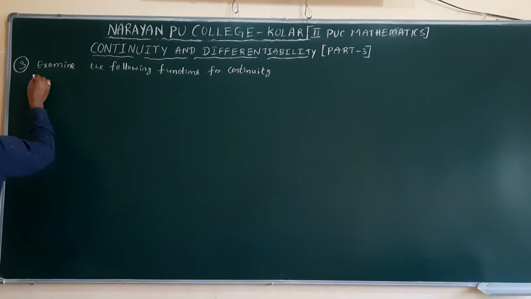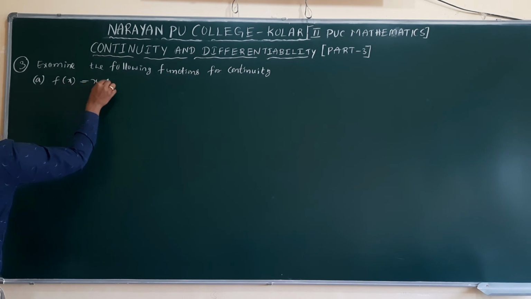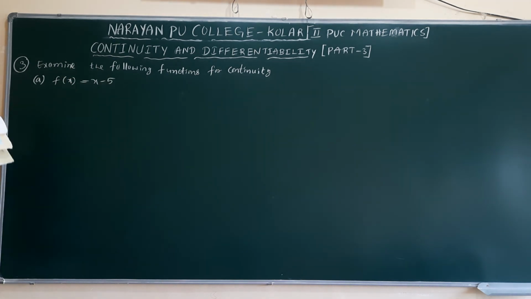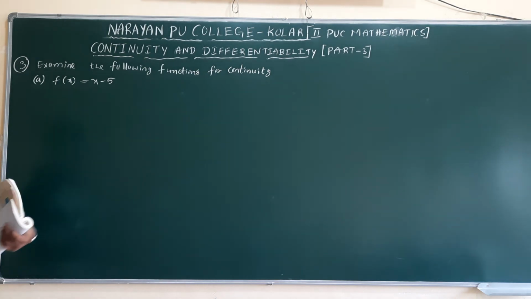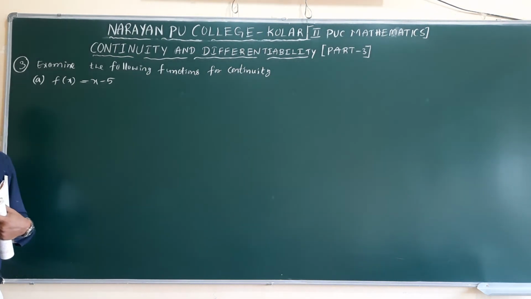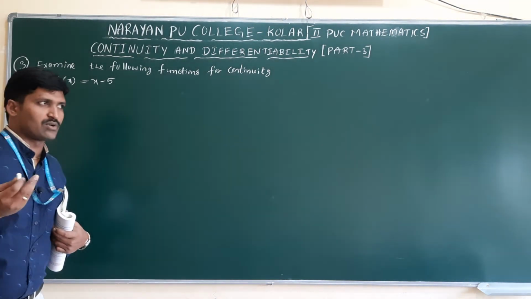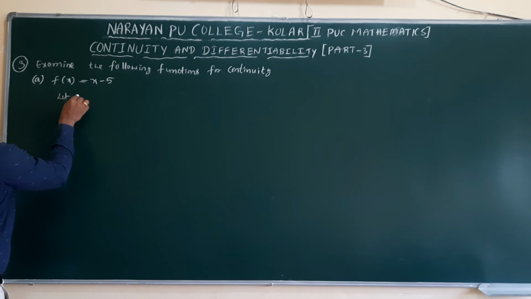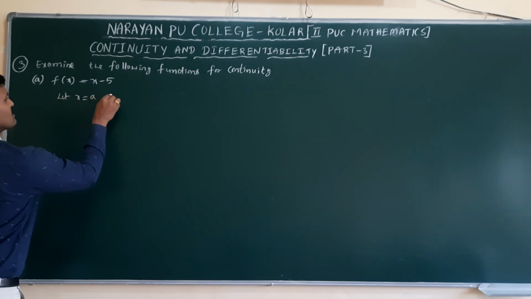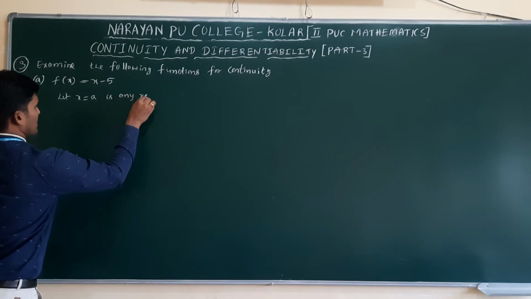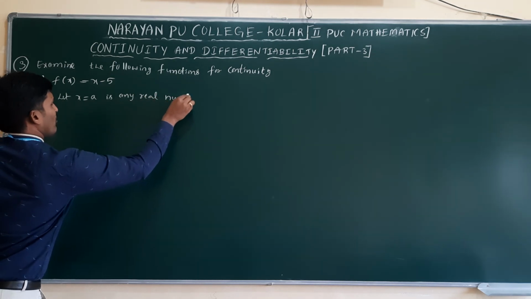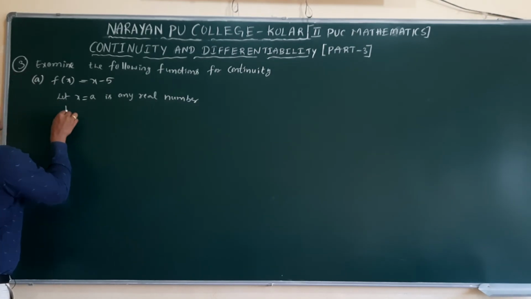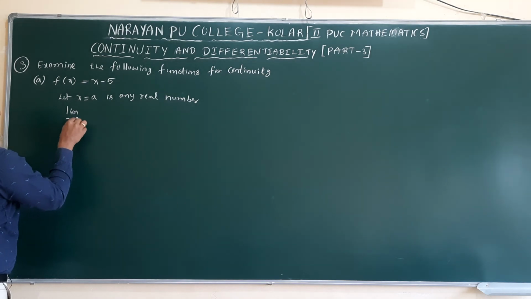Now in this first question, (a) f of x equals x minus 5. Every polynomial is always continuous, that we already know. Otherwise, we take x is equal to a, any real number. For any real number, continuous means it is continuous for all numbers. When it is any real number, a restriction is not there. That's why we use the first definition.